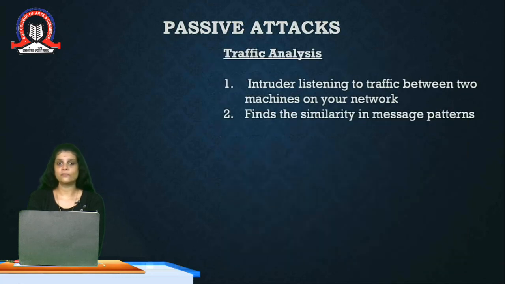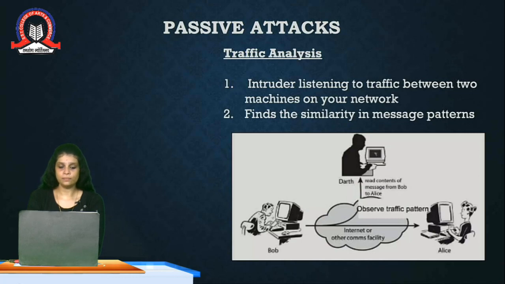The second part of passive attack is traffic analysis. As the word analysis, it means analyzing the pattern in our message. So intruder listens to the traffic between two machines. It is similar to the previous one, but the difference is that he analyzes the pattern in our message, finds the similarities in the message patterns. So here is the diagram. When Bob is sending some message to Alice, what Darth is doing, he listens to the message as well as he analyzes what all patterns, similarities are there in the message.